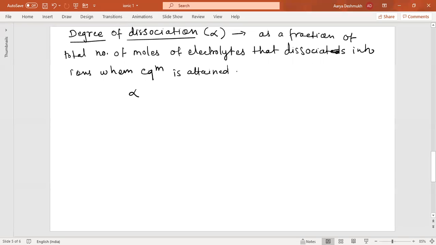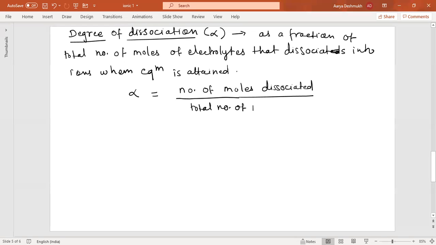In formula, you can write alpha, that is degree of dissociation, equals number of moles dissociated when the reaction attained equilibrium, divided by the total number of moles of electrolyte. Or you can write the same thing in terms of percentage dissociation. You'll be solving problems based on this. Percentage dissociation is alpha, the degree of dissociation, multiplied by 100.